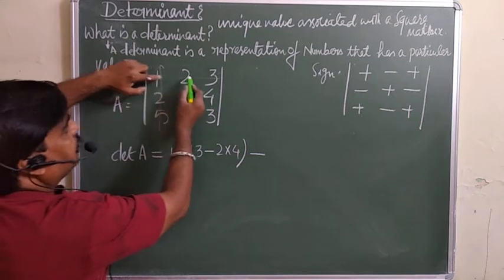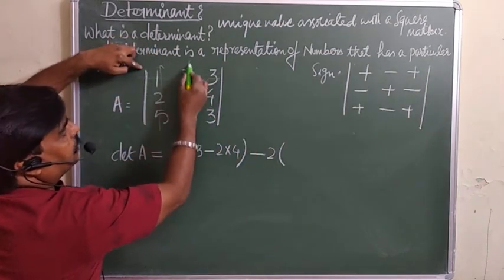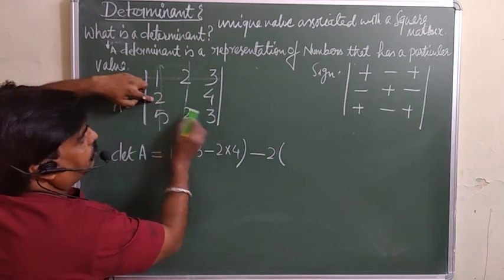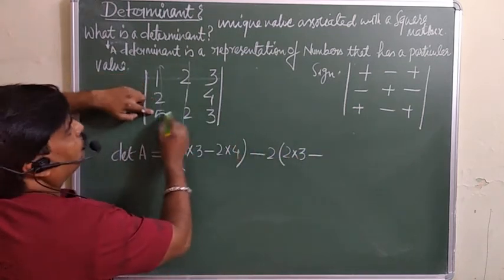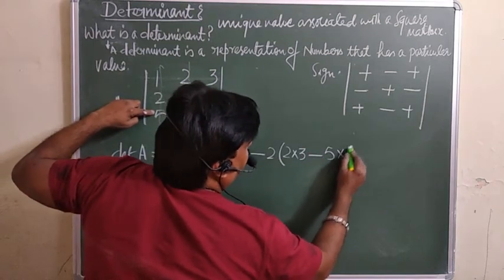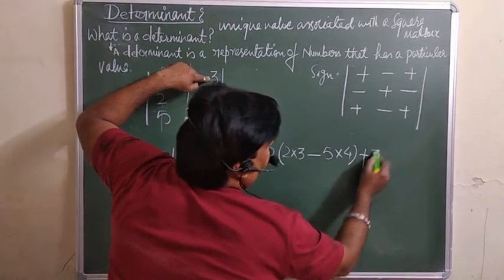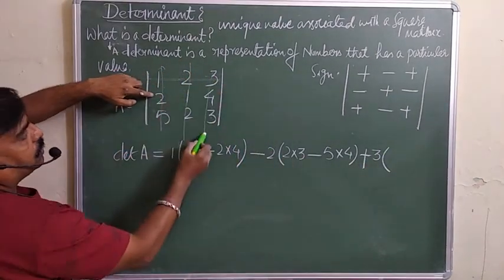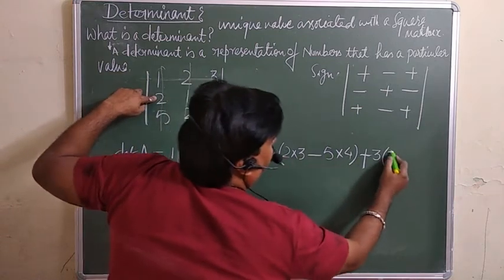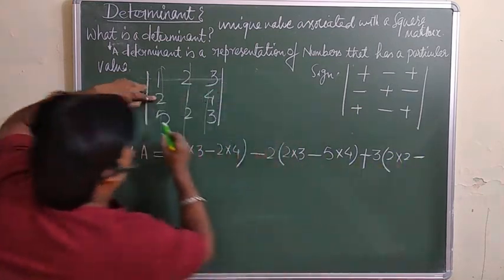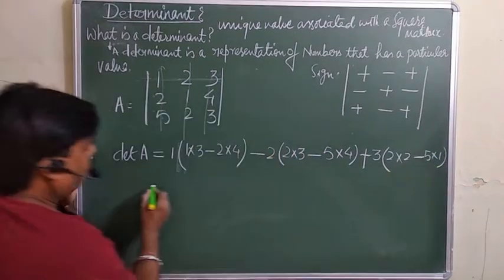So this is plus, now minus 2. For this element, we hide its row and column. So we multiply 2 into 3 minus 5 into 4. Then for this 3, we hide its column and row, and we get 2 into 2 minus 5 into 1. You can solve this.